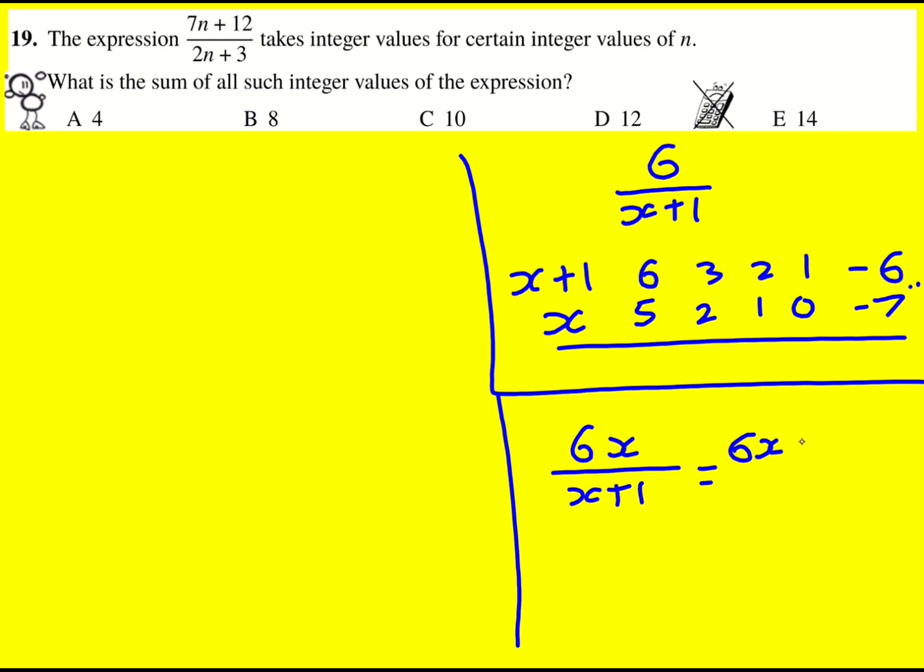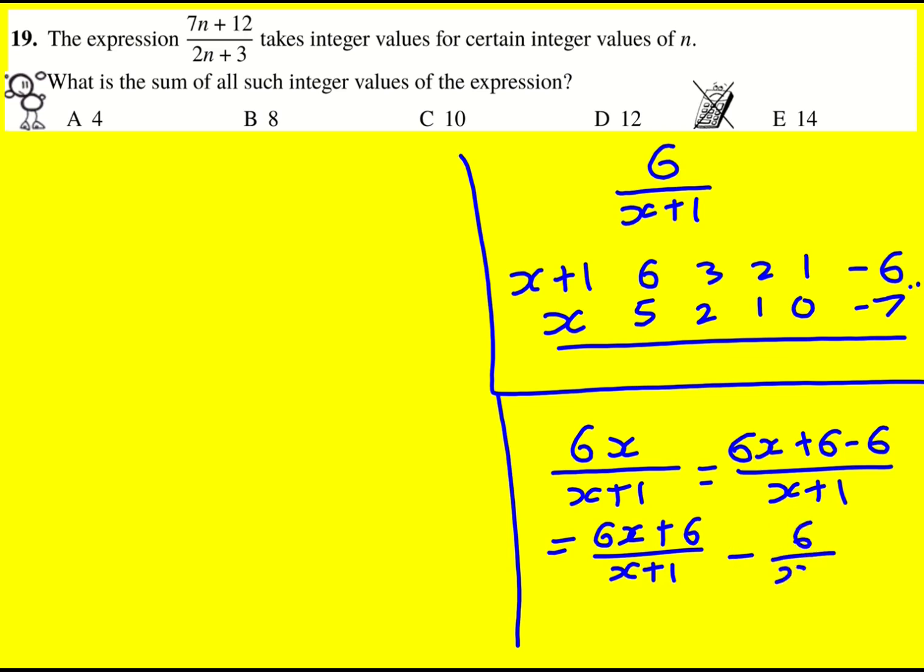We can do 6x plus 6 minus 6, so I'm not actually changing the fraction, over x plus 1. And then I'm going to rewrite it as 6x plus 6 over x plus 1 minus 6 over x plus 1. So I've separated it into two fractions. Now here I can either factorize, so it's 6 times x plus 1 over x plus 1, or I can just see that I can cancel it down. I'm going to get 6 here.